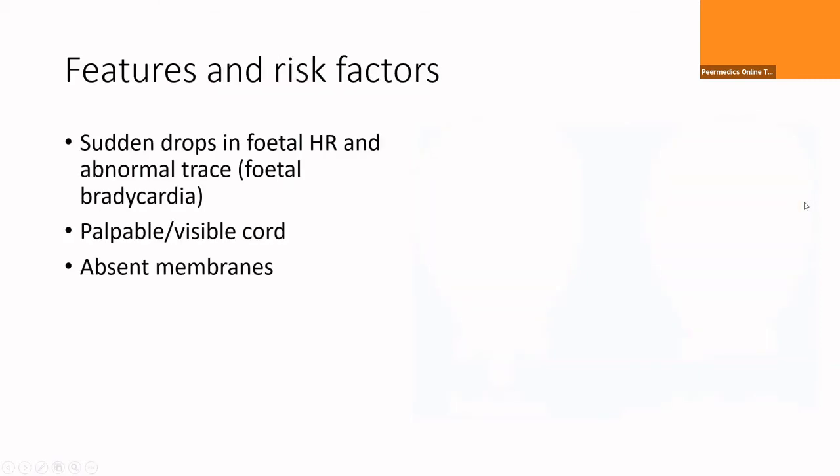So features and risks. If you get a sudden drop in the fetal heart rate or signs of abnormality on your fetal monitoring trace, such as fetal bradycardia, which can be the only sign, or the cord becoming palpable or visible on examination, and generally in a mother who's got ruptured or absent membranes, then you're going to suspect that this is what's going on.